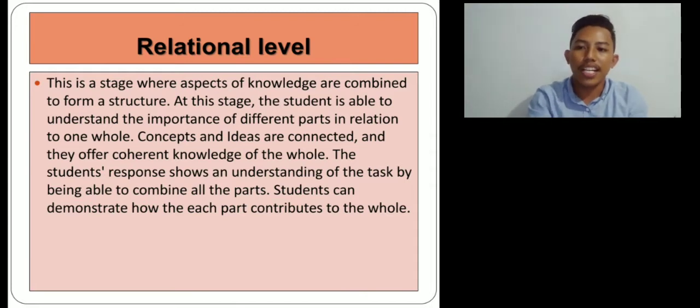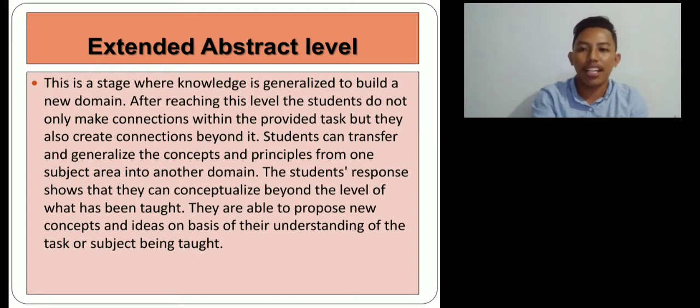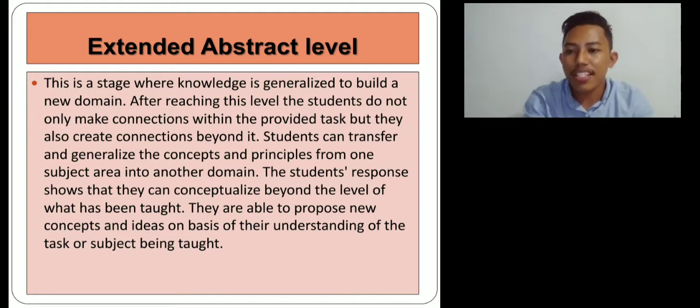So the next one is the extended abstract level. This is a stage where knowledge is generalized to build a new domain. After reaching this level, the student does not only make connections within the provided task, but also creates connections beyond it. Students can transfer and generalize the concepts and principles from one subject area into another domain.